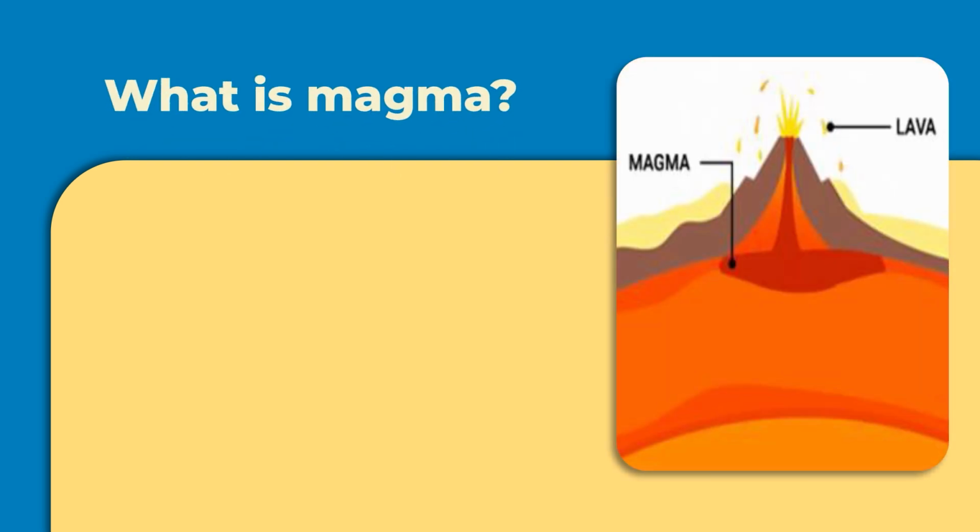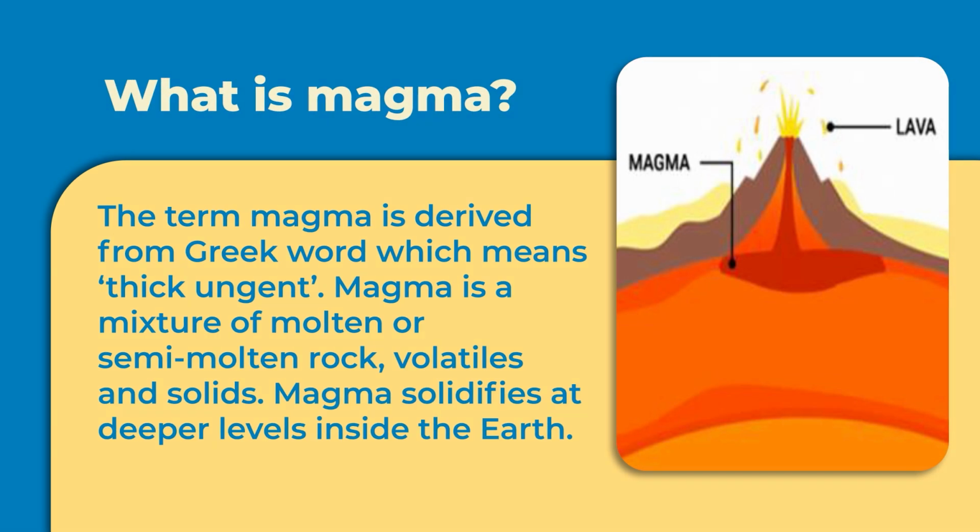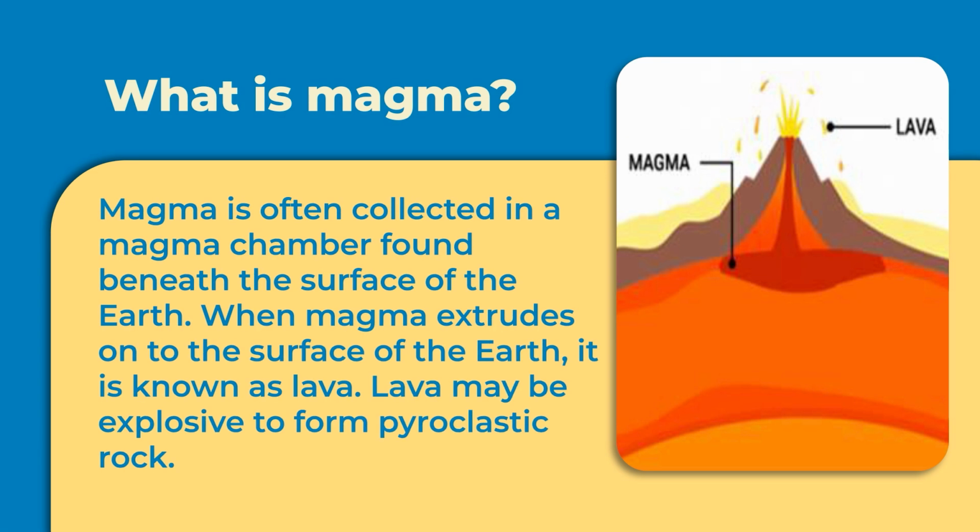Let us learn what we mean by the term magma. This term magma is derived from a Greek word which means thick, unguent, and magma is a mixture of molten or semi-molten material comprising volatiles and solids. Magma solidifies at deeper levels inside the earth, and it is collected in a magma chamber that is found beneath the surface of the earth.